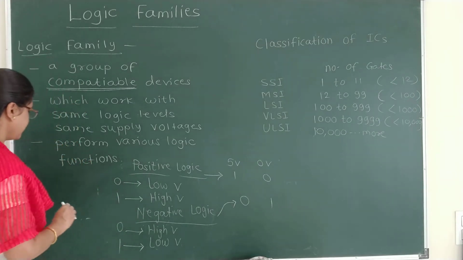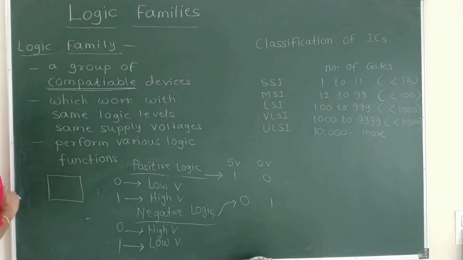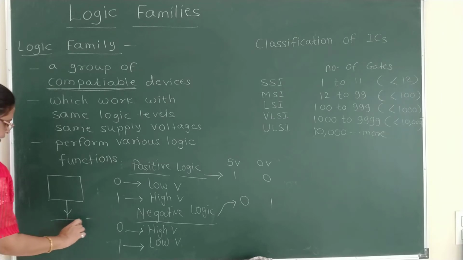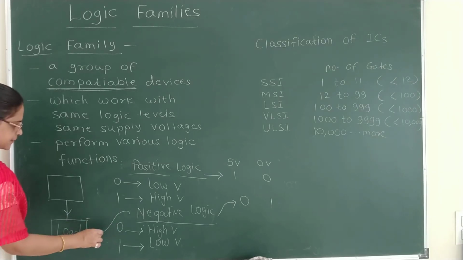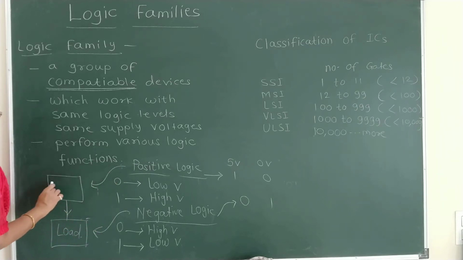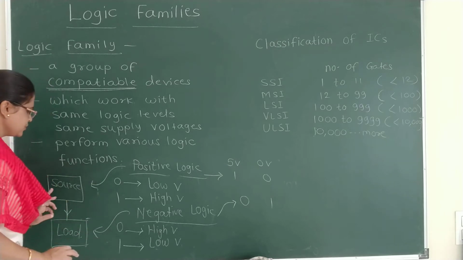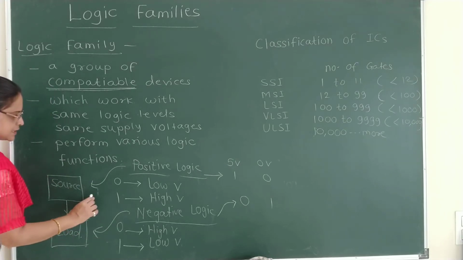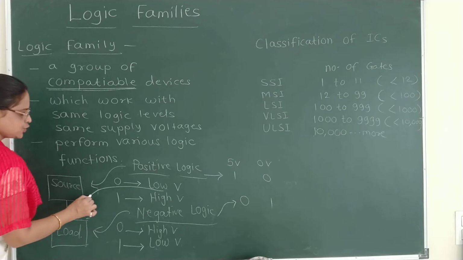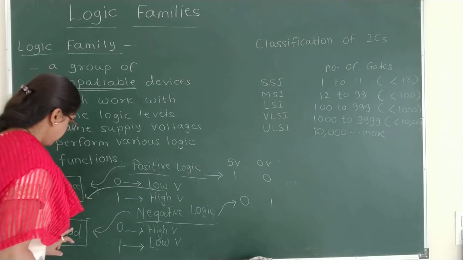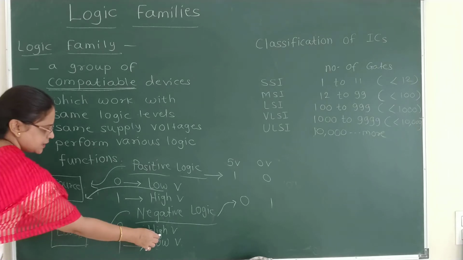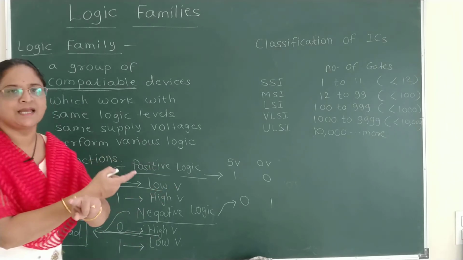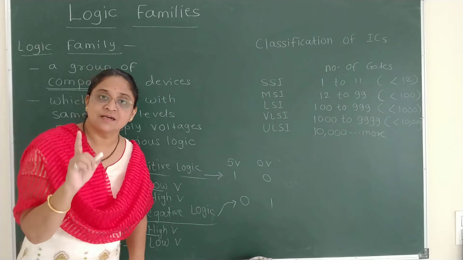Suppose a source circuit that uses positive logic gives its output to a load circuit that uses negative logic. When the output of the source circuit is at logic 0, it is showing low voltage. But when the load circuit needs a logic 0 input, it needs high voltage, exactly opposite conditions. So this is the mismatch.